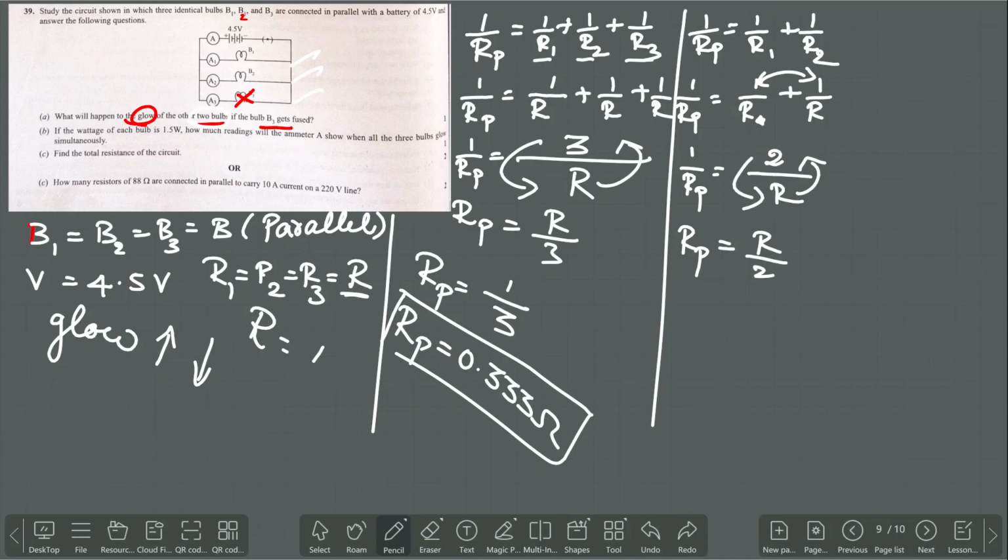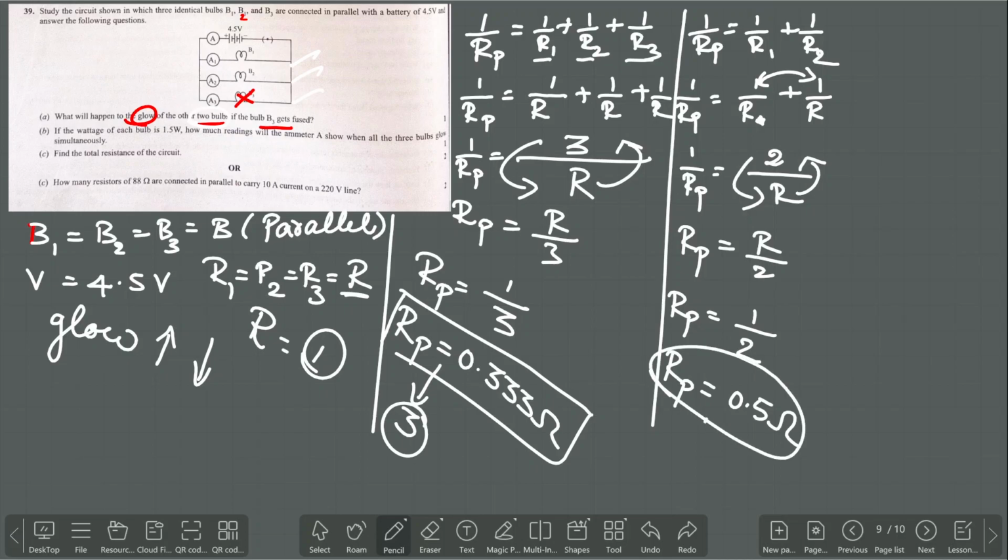So already we assume the value of R over here, 1. So the Rp is equal to 1 by 2, which is going to be 0.5 ohm. So here totally how many devices are there? 3 devices. Here totally how many devices are there? 2 devices. That means if the number of devices is getting increased, the resistance is getting decreased or increased? Decrease. If the number of devices is getting decreased, what is happening to the resistance?